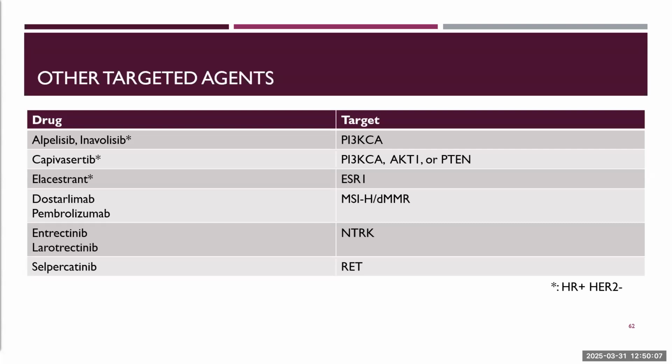If they are MSI high or dMMR, so microsatellite instability high or mismatch repair deficient, typically there's dostarlimab or pembrolizumab. Usually we're using pembrolizumab in this case. If they have an NTRK mutation, we have entrectinib and larotrectinib. And if they have a RET mutation, we can target it with selpercatinib. The NTRK and RET mutations are incredibly rare for breast cancer, so it's not something we typically see, but if we find out that they do have this target, we can use these agents.